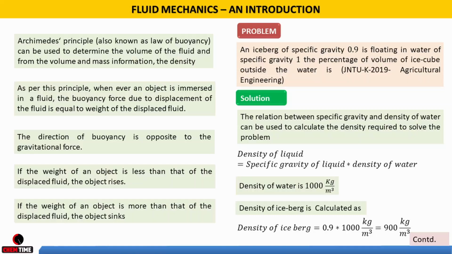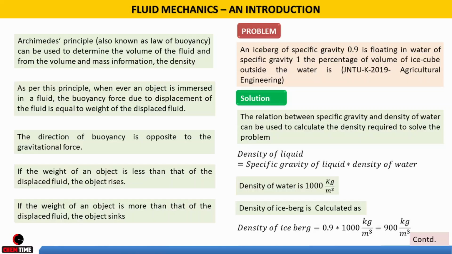We'll take two problems. The first problem is: an iceberg of specific gravity 0.9 is floating in water whose specific gravity is 1. Find the percentage of volume of the iceberg outside the water. This is given in JNTU K 2009 Agriculture Engineering, and this problem can be solved using Archimedes' principle.